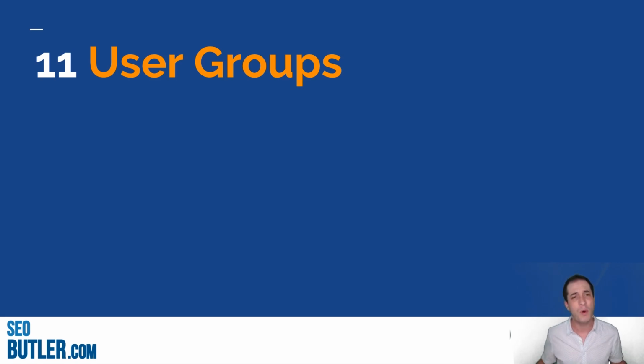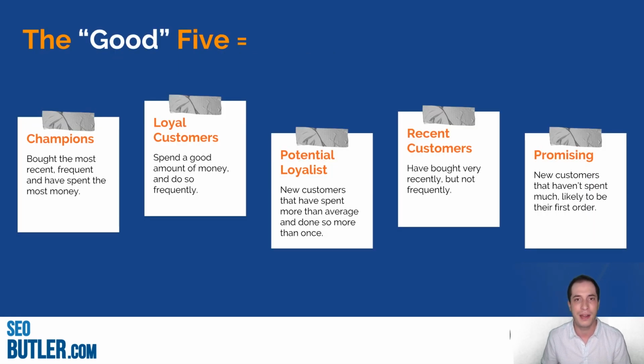So once we've calculated the RFM scores, we're going to be able to categorize all of our users into 11 user groups, which is really powerful. Now, let me show you the first 5. I call these the good 5. It ranges from champions to loyal customers, potential loyalists, recent customers, and promising ones.